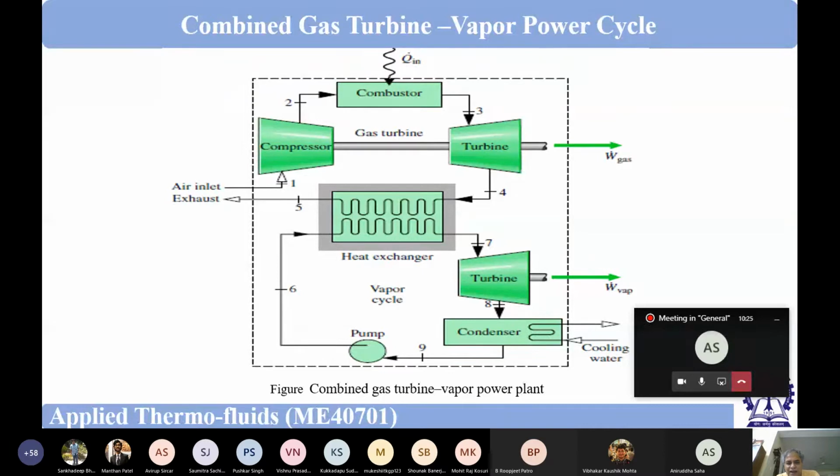So in that case, what happened? Maybe the topping cycle can be switched off, and only the bottoming cycle can work. So these kinds of advantages or flexibilities are there when you have a combined cycle power plant. So not only efficiency, there are other advantages also.